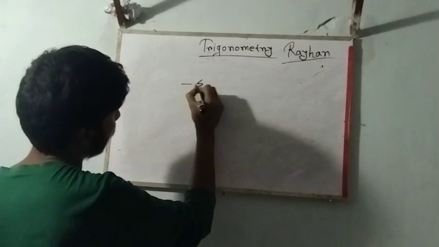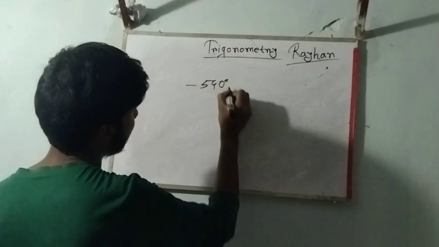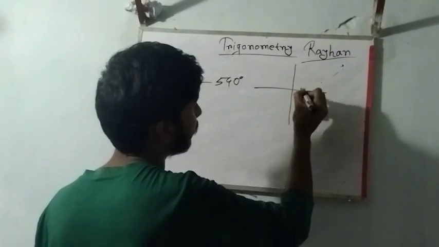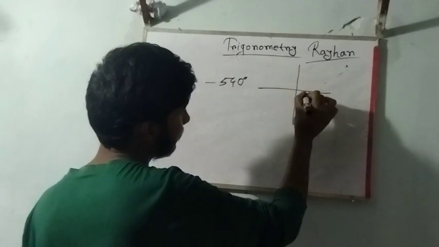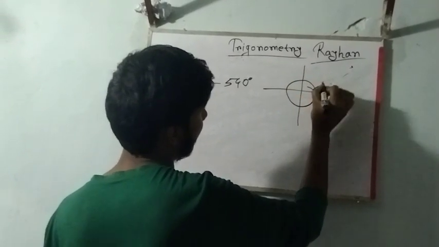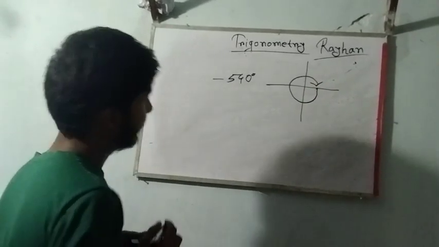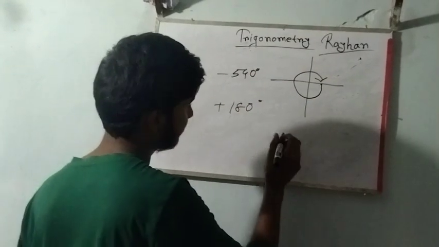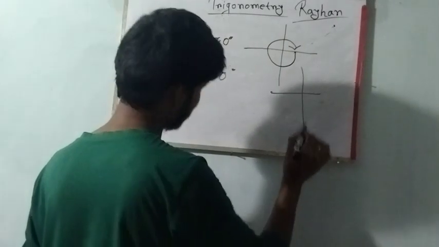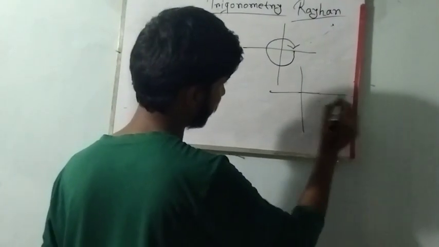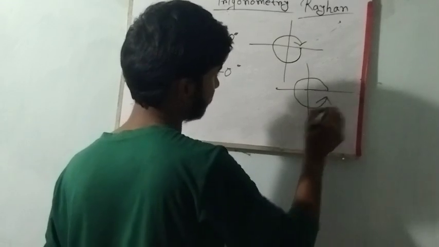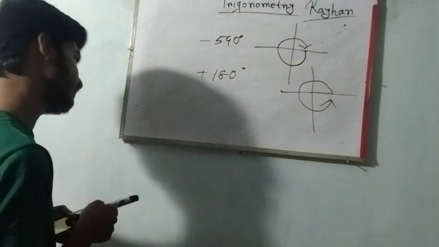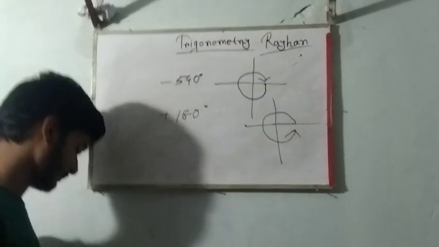This is minus 540 degree. Then it will be moving clockwise. Clockwise means from here to here. It is called a negative angle, and if we think about a positive angle 180 degree, this will be anti-clockwise, and anti-clockwise is this. So negative angle and positive angle differ in direction. Hope you understand.